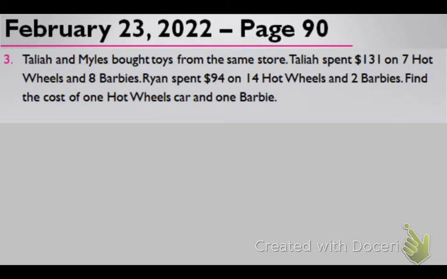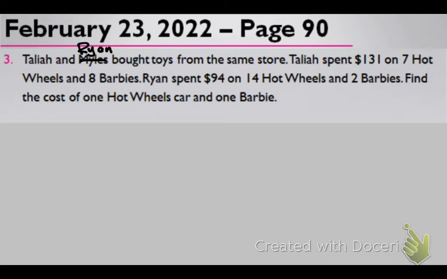So problem 3 says Talia and Miles bought toys from the same store. Talia spent $131 on 7 Hot Wheels and 8 Barbies. Ryan, we just introduced Ryan. Ryan spent $94 on 14 Hot Wheels and 2 Barbies. Find the cost of 1 Hot Wheels car and 1 Barbie. So this can be Ryan instead of Miles.